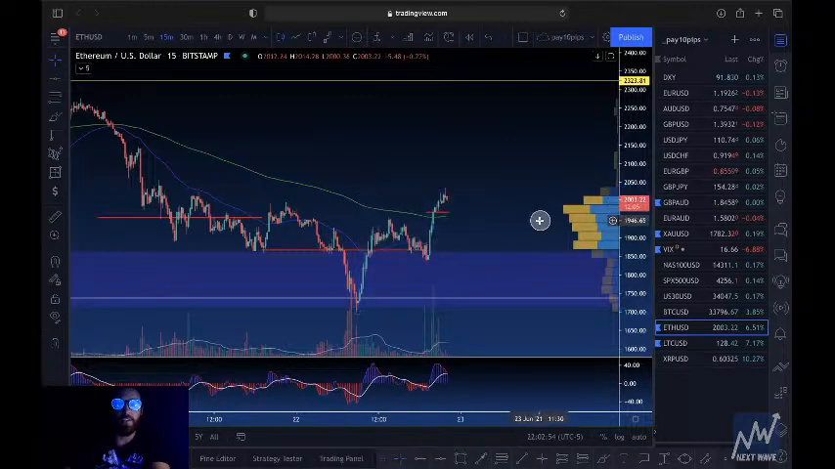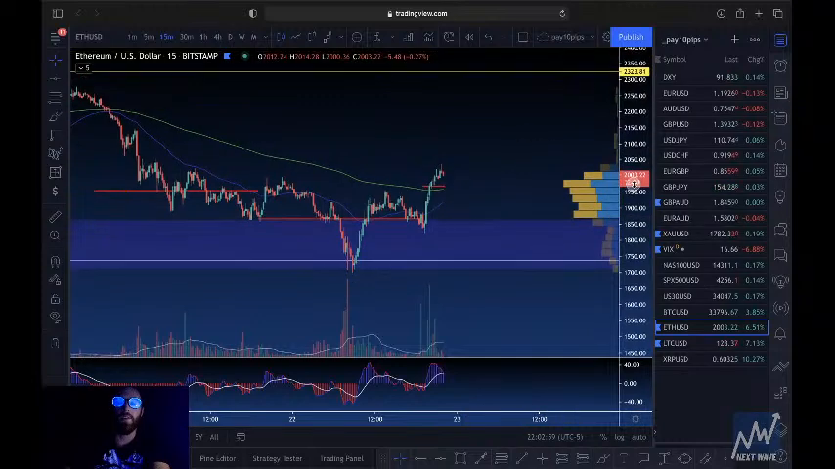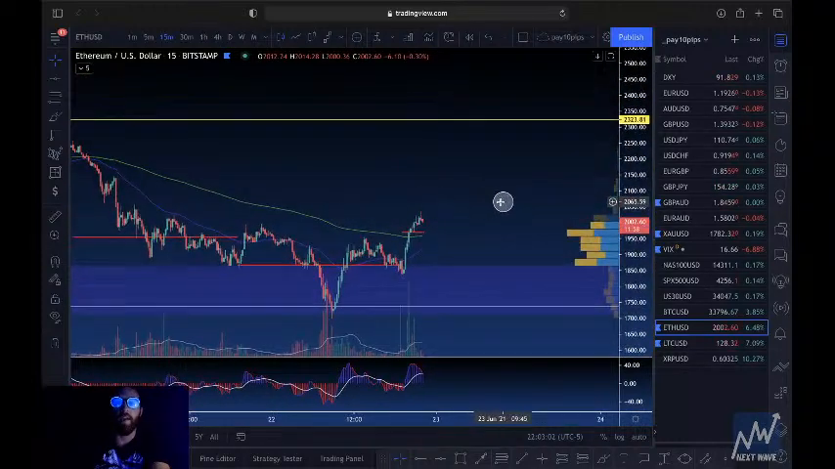If it's just a correction, like I said, it's going to tank. If not, we're going to start seeing higher highs and higher lows in the crypto market, and ultimately I want to see it come up into the top of the range.